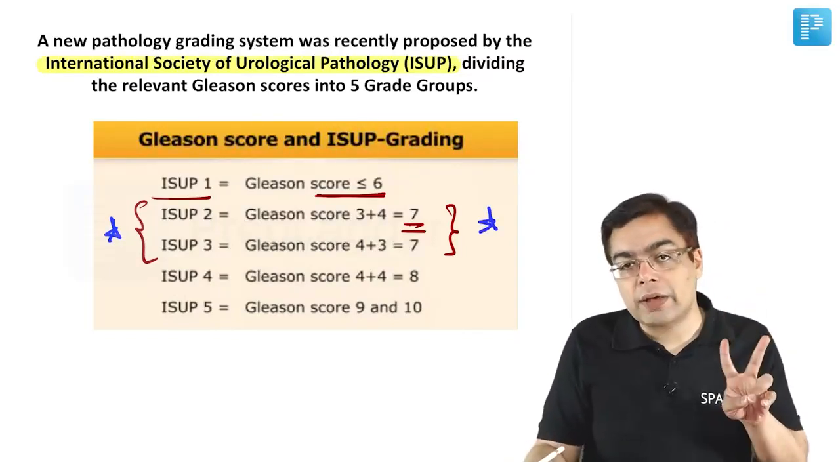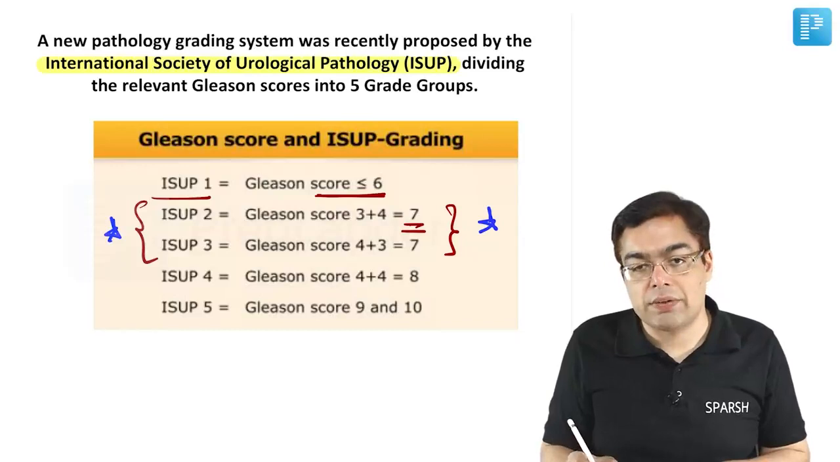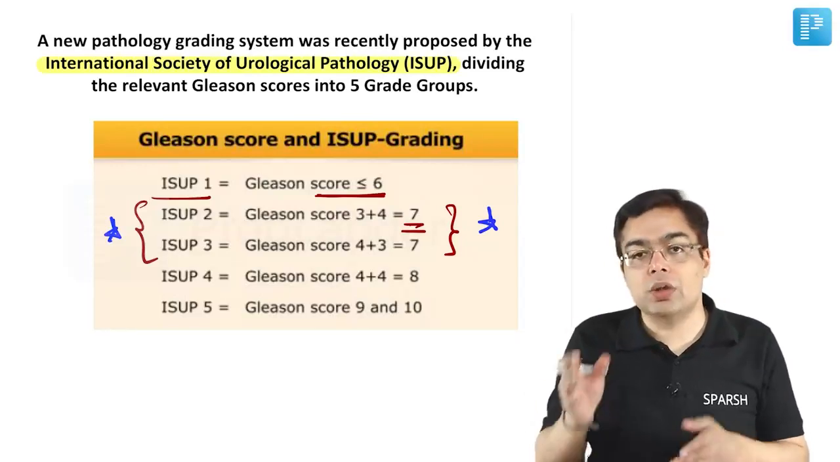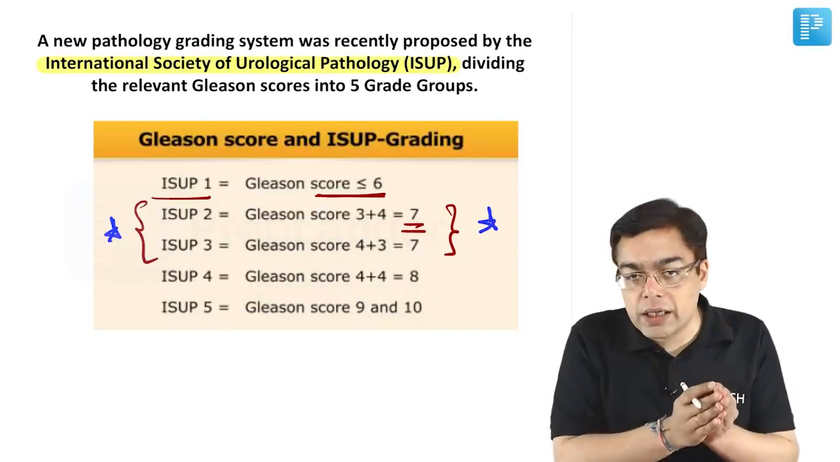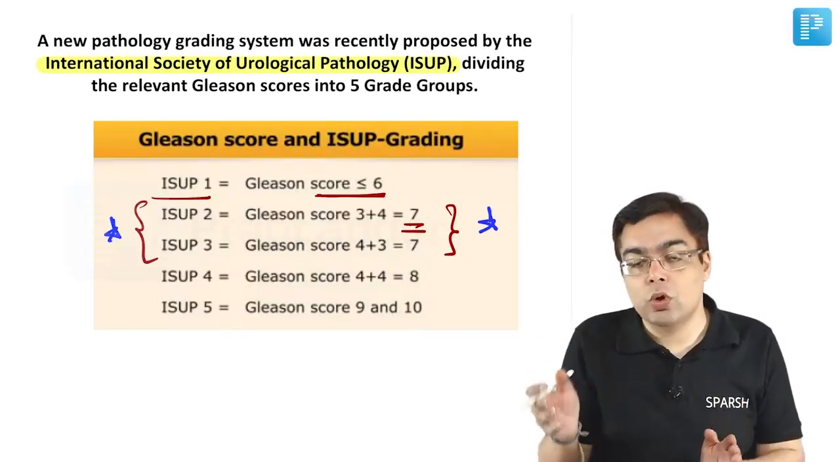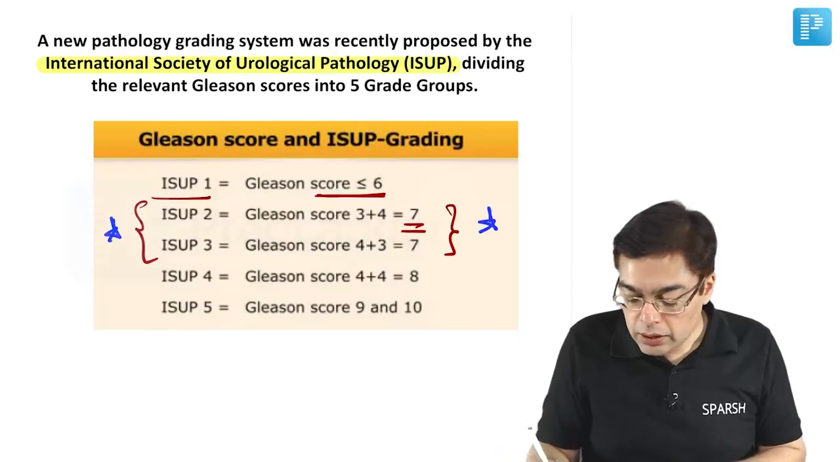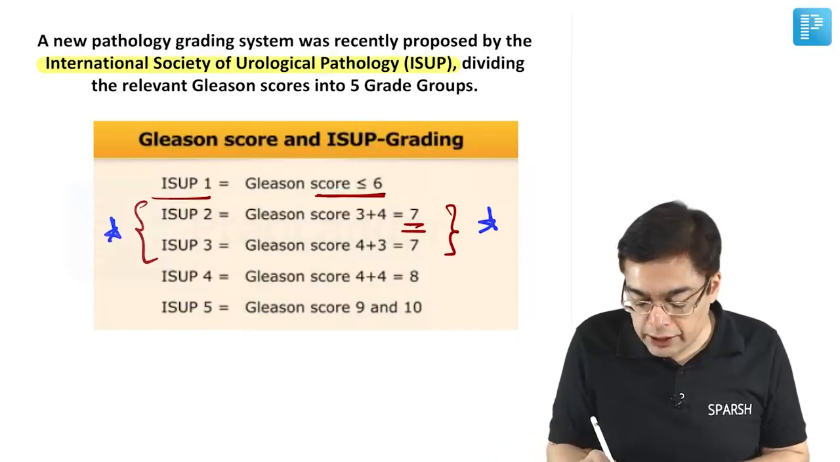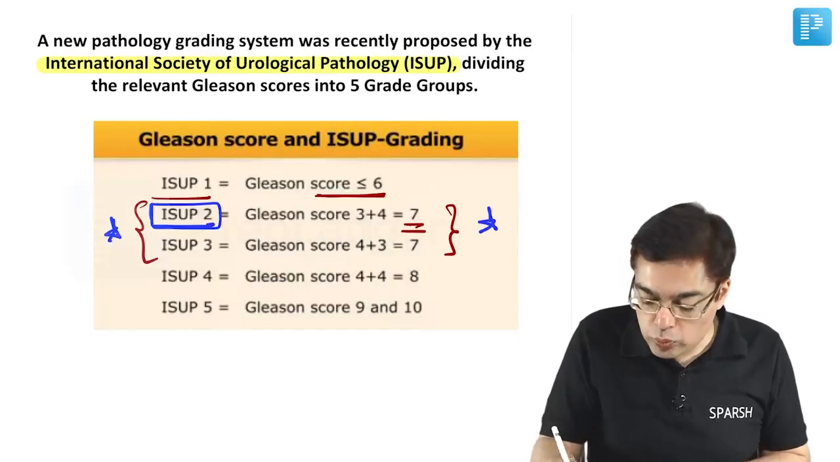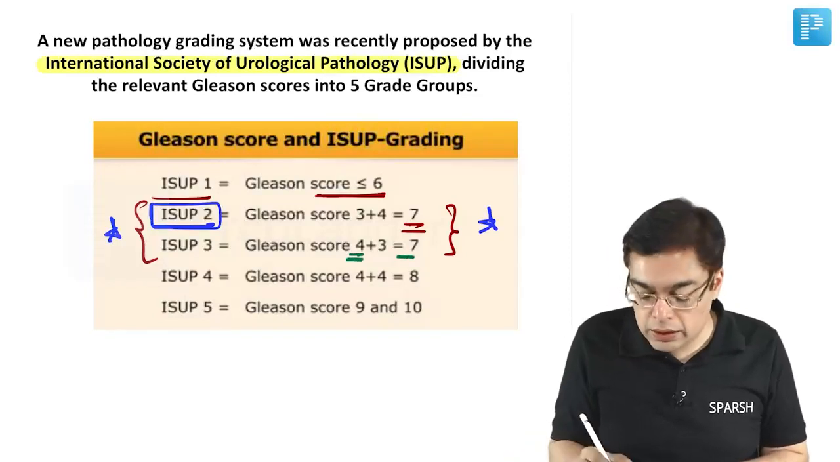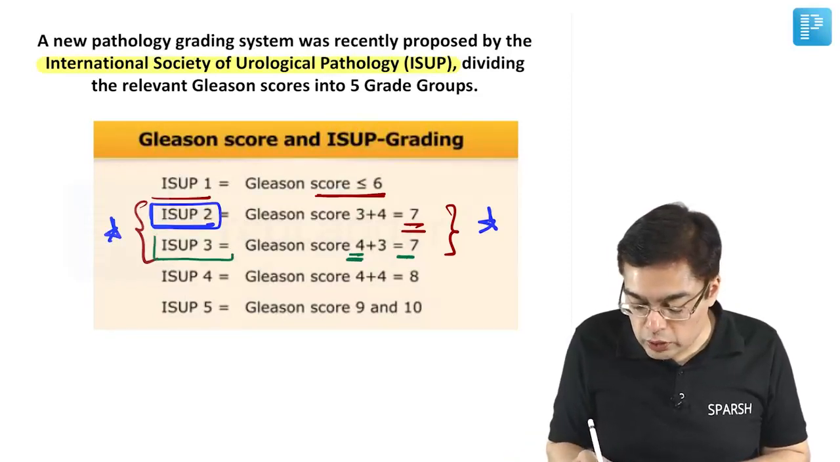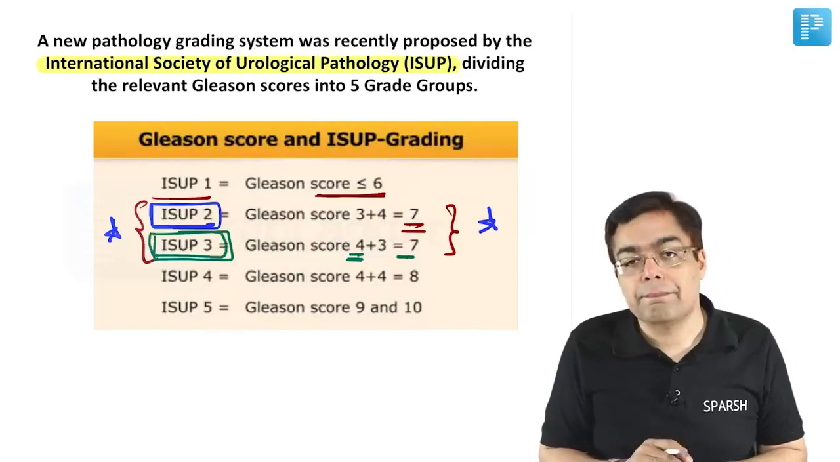There are two ways by which you can get a score of 7. Either you get a Gleason score of 3 plus 4, which means the dominant pattern had a score of 3 and the second most common was 4, or you can get 4 plus 3. Remember, 3 plus 4 and 4 plus 3 are slightly different, because 3 plus 4 gives you ISUP 2, whereas in 4 plus 3, where we have a more aggressive pattern as the dominant pattern, you get the grading of ISUP 3.